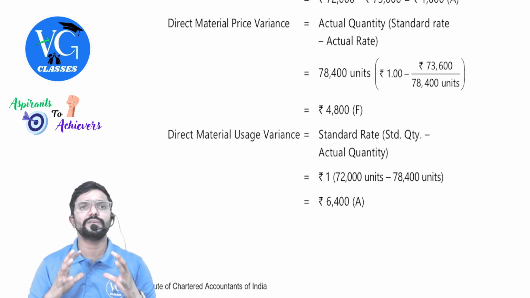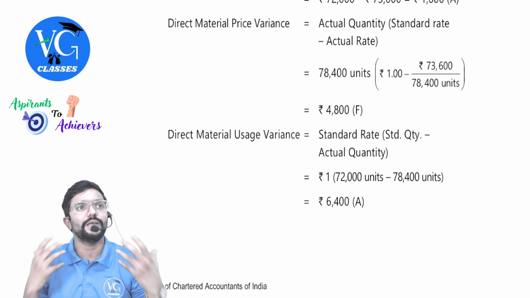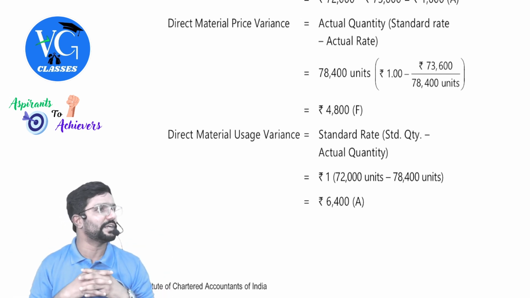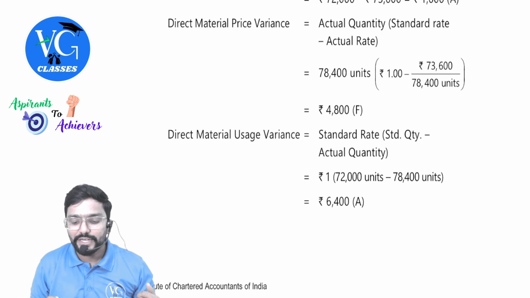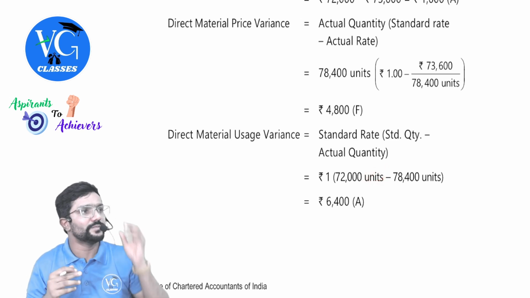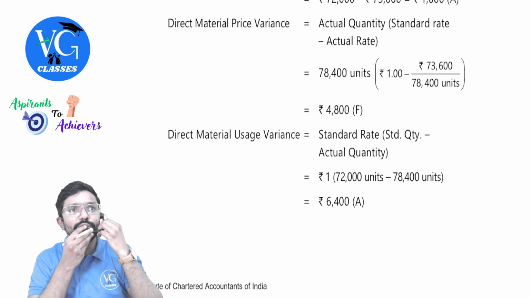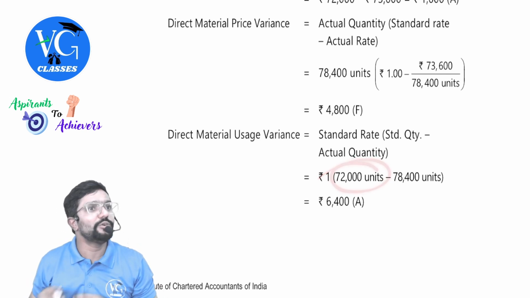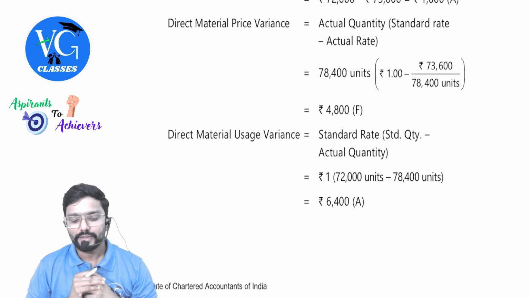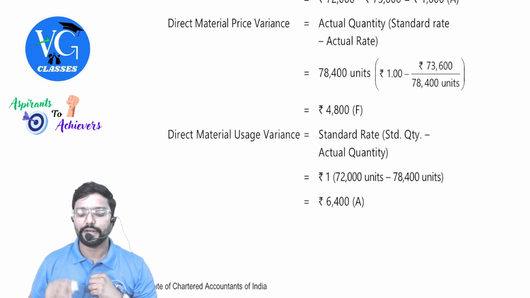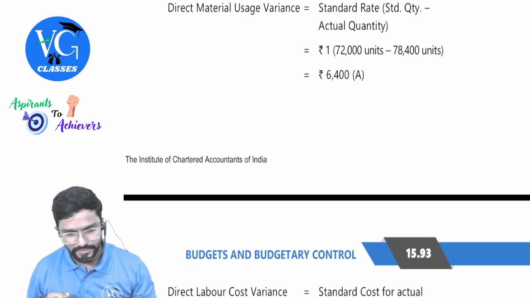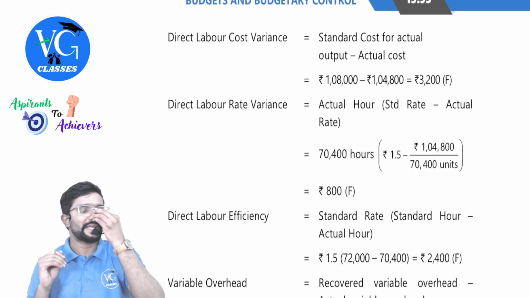This is what happens, guys. When students are referring to the material by themselves, they find all this confusing. And moreover, here they have not given kgs also. That will confuse more. They have given it as units. So this is raw material or output also. Yes, guys. So 6,400 adverse. Yes. Next, going to labor calculation.